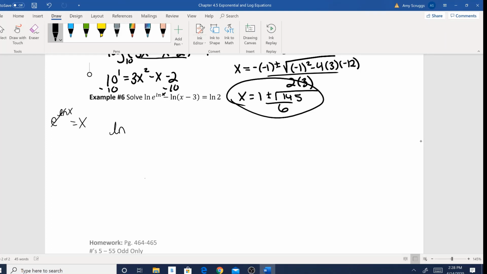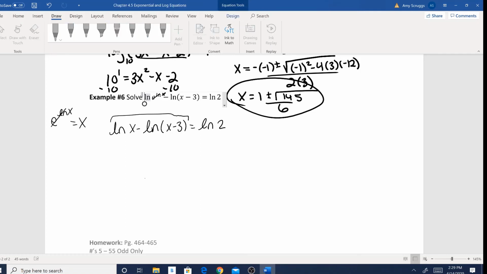But we're going to have the ln of x now, since that just canceled itself out, minus the ln of x minus 3 is equal to the ln of 2. Now, just like with our first problem, our goal here is to condense this till we have an ln on both sides, just one ln. So we do want to condense all of this stuff here on the left. When you're subtracting, that's the same thing as dividing.